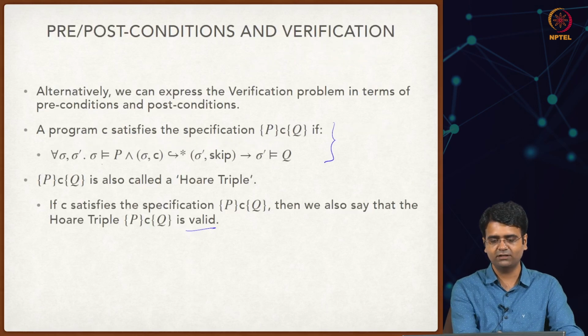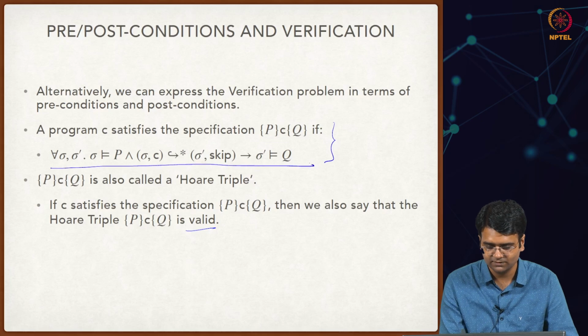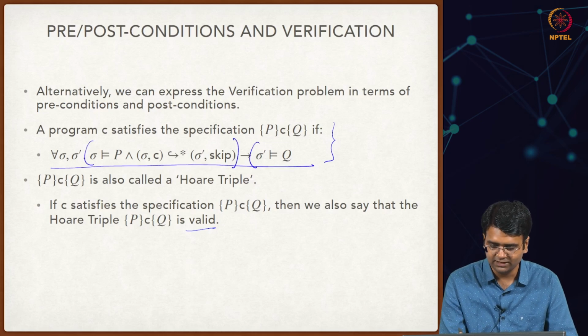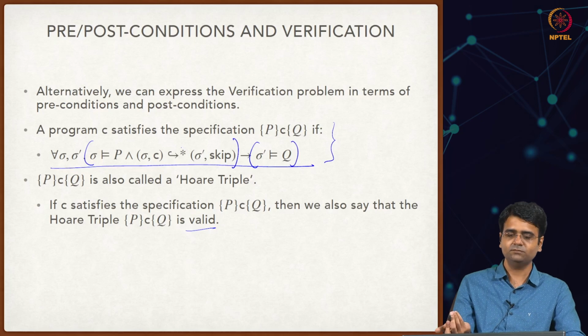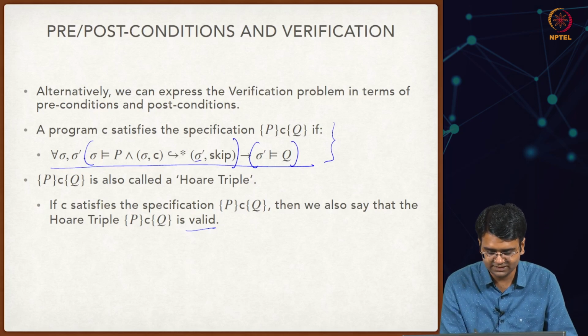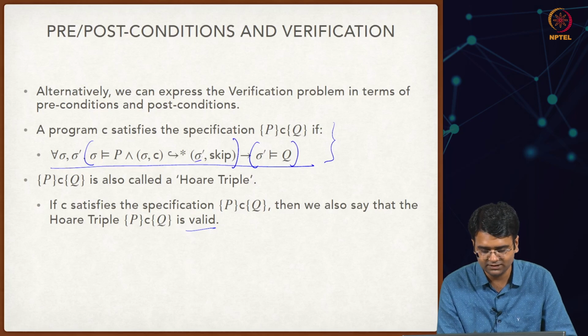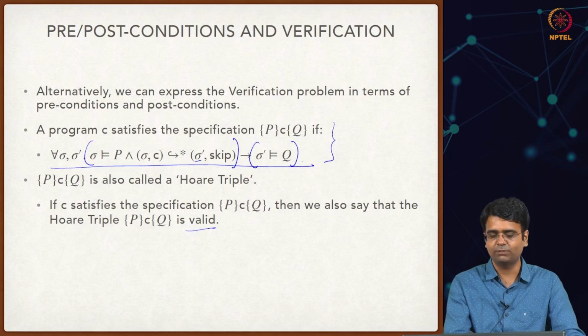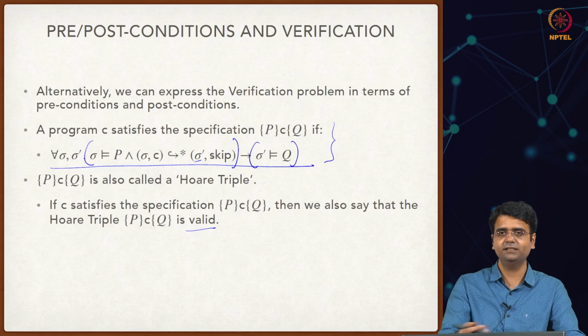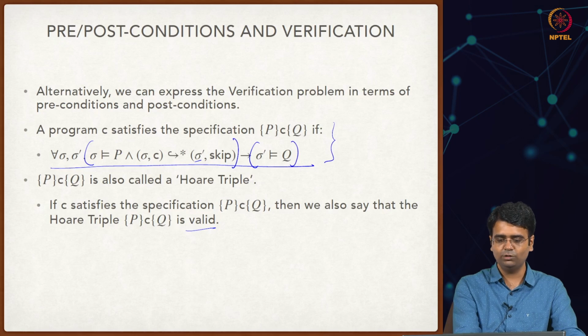So you can look back to this definition, this is an implication. So this is the antecedent and this is the consequent. So if you have sigma and sigma prime such that the program never terminates, which means that there does not exist such a sigma prime at all, such that sigma c goes to sigma prime comma skip, then such a program will trivially satisfy this particular definition, because the antecedent itself will be false. So there won't be a sigma prime such that sigma c goes to sigma prime comma skip, and that's why such a program will satisfy the specification. So the Hoare triple will be valid.